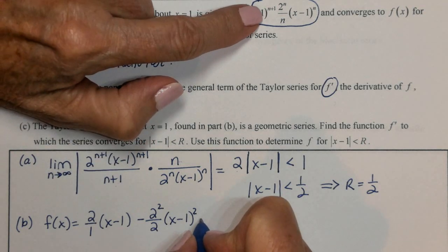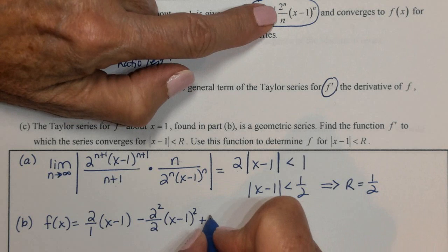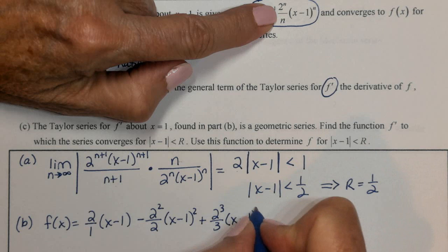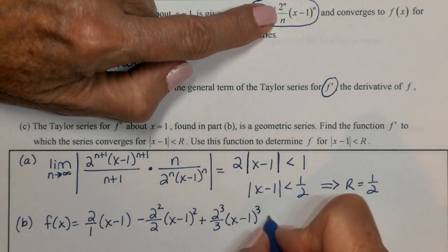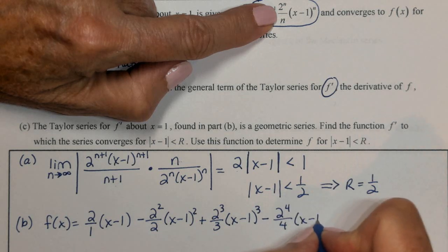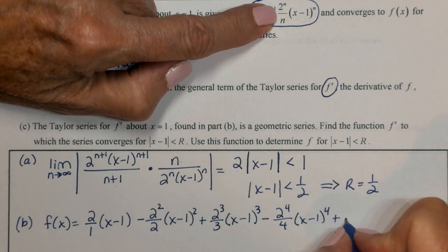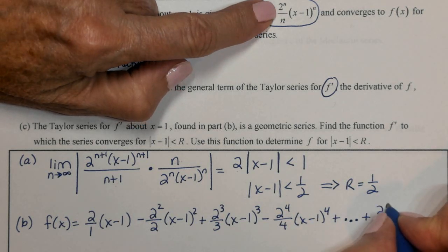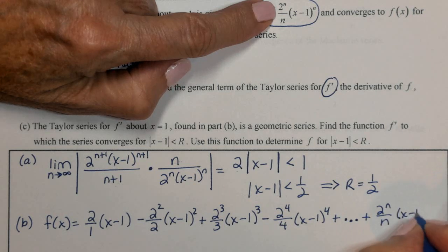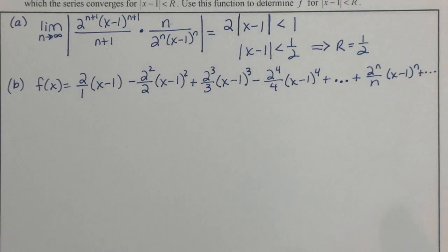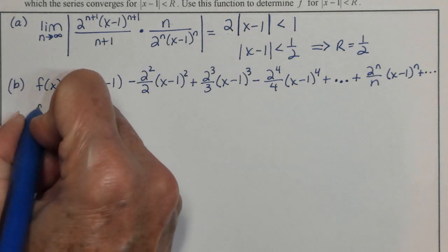The next term will be positive. I'm putting 3 in for n, 2 cubed over 3 times x minus 1 cubed. Next term will be negative. 2 to the fourth over 4, x minus 1 to the fourth, plus, and that would go on and on. And then I'm just going to write my nth term here. Okay? So now it's in a form where I can easily get the derivative.